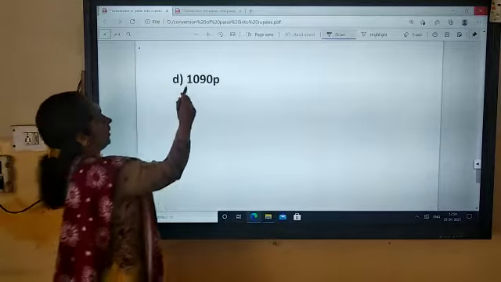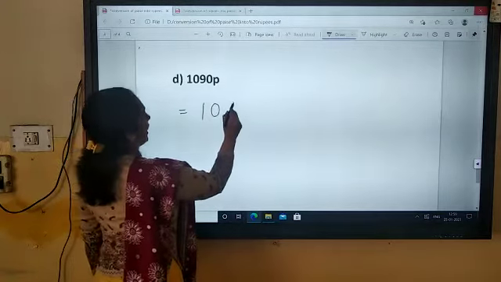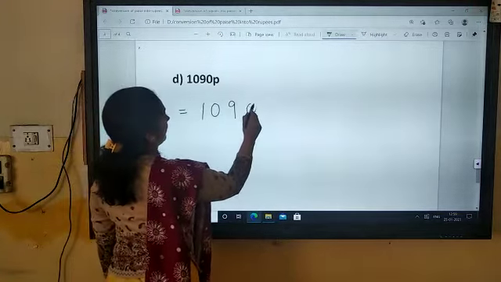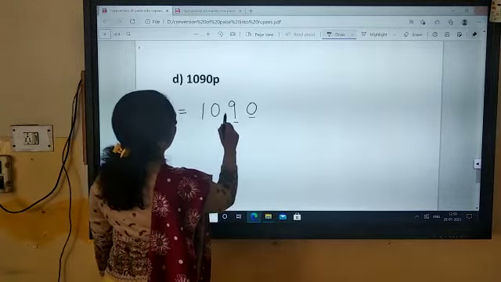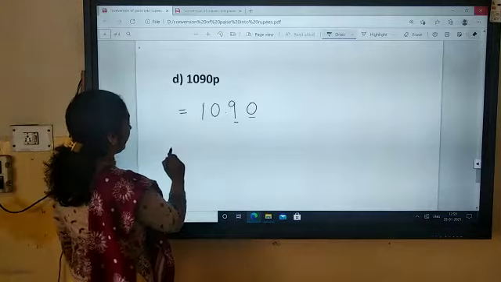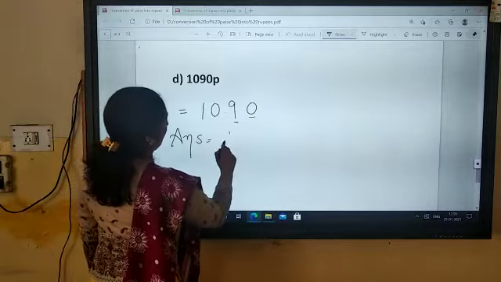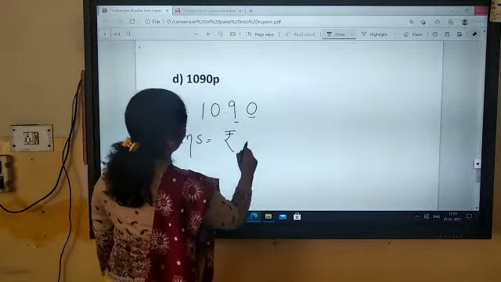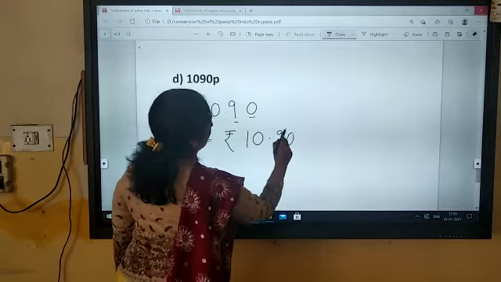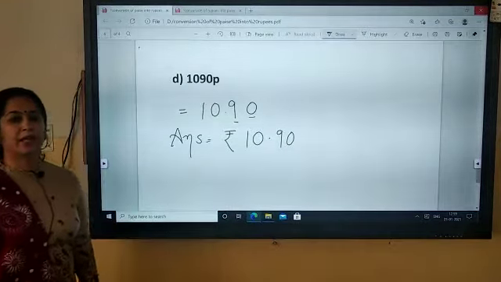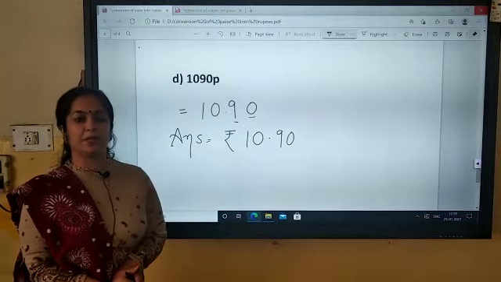Now we will solve one more question with the second method only. Here 1090 paise is given, so we count two digits, 1, 2, and put a dot. Our answer will be rupees 10.90. So dear students, like this you will try to solve the given sums in your notebook.